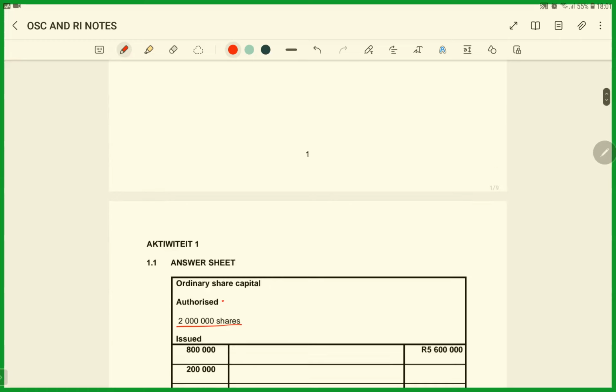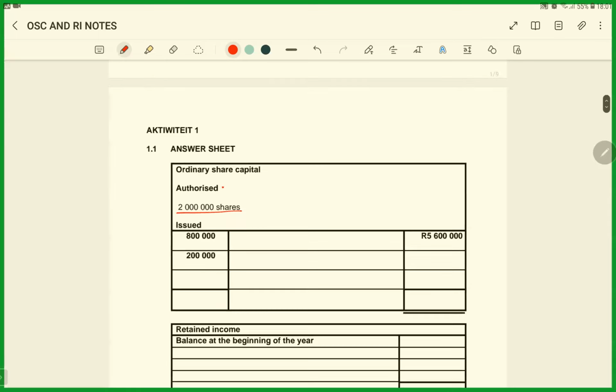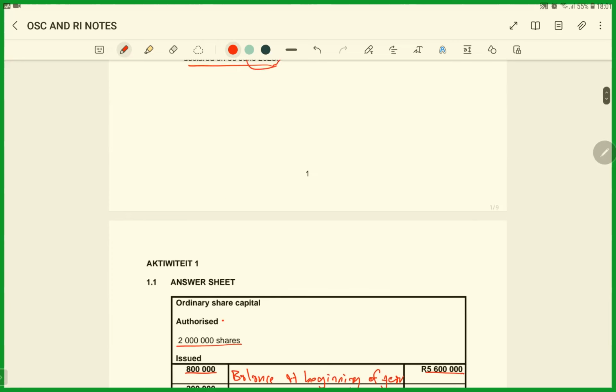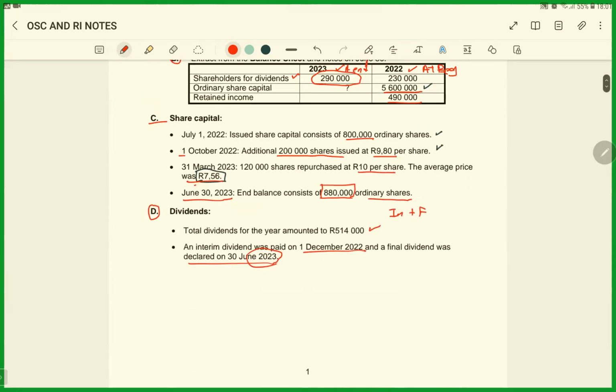So now we go to shares. We are given the amount 800,000 shares, but the space for the value needs to be filled. You will say balance at the beginning, or you can say number of shares in issue at the beginning of the year. Then from there, we write the information.